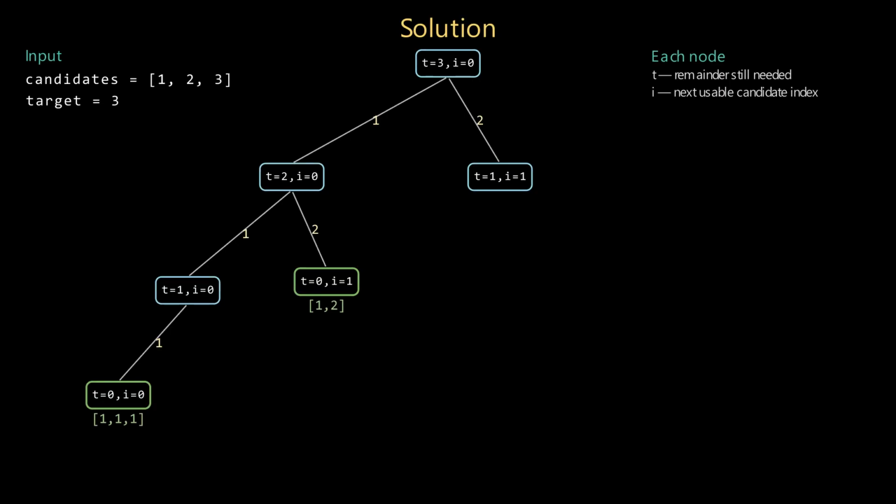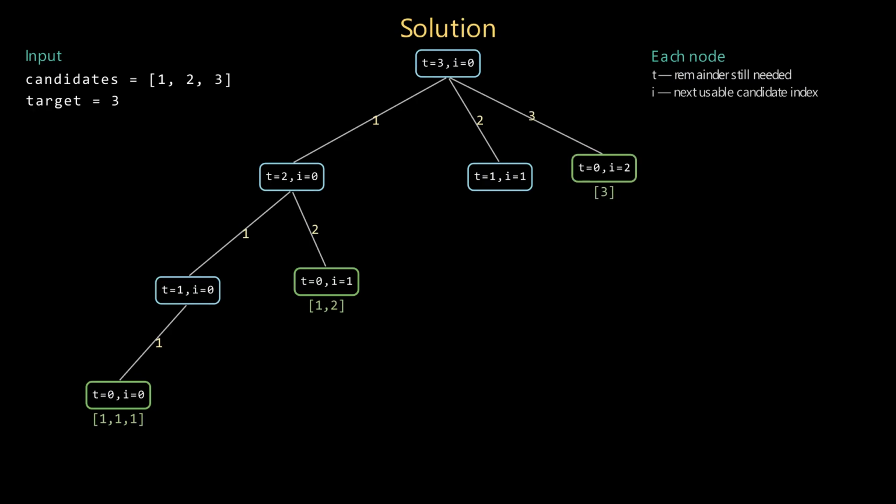From the parent we picked 2. Here remainder is 1 with start index 1, we may reuse that index or any index to its right in candidates. Remainder is -1, we overspent the target. No extension of this branch can work, so we prune this red leaf and backtrack. Remainder is -2, we overspent the target. We prune this red leaf and backtrack.